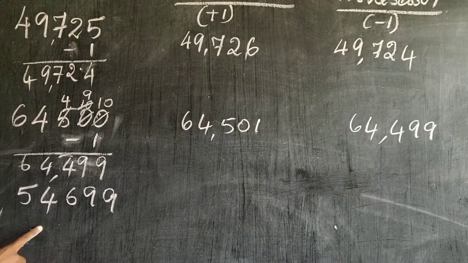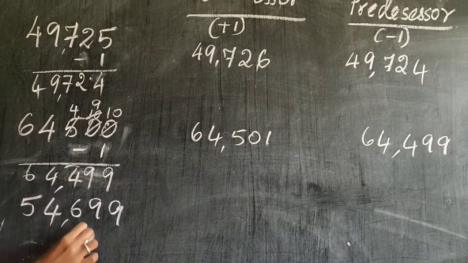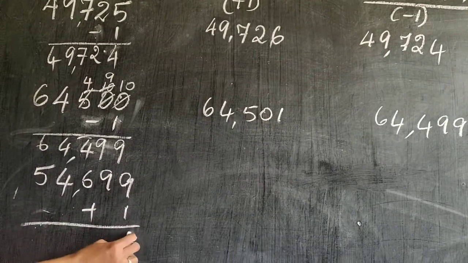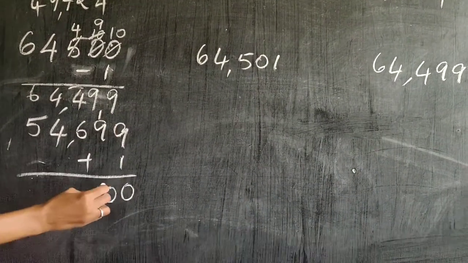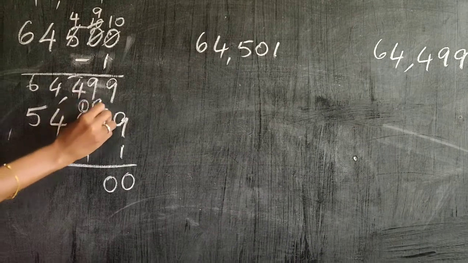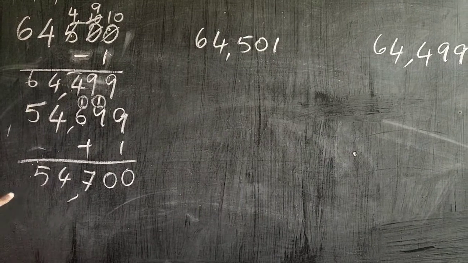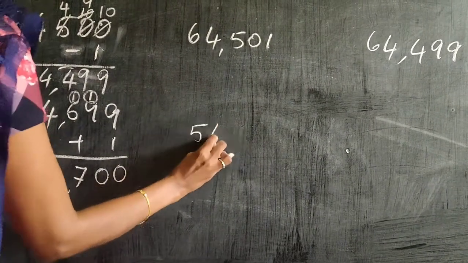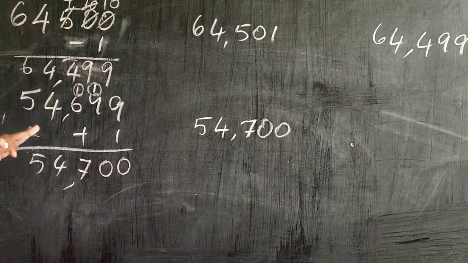Again this number, 54,699. To find the successor, you are adding 1. 9 plus 1 is 10. Carry over 1. 9 plus 1 is 10. Again carry over 1. 6 plus 1 is 7. Again 4, 5. So the successor of 54,699 is 54,700.